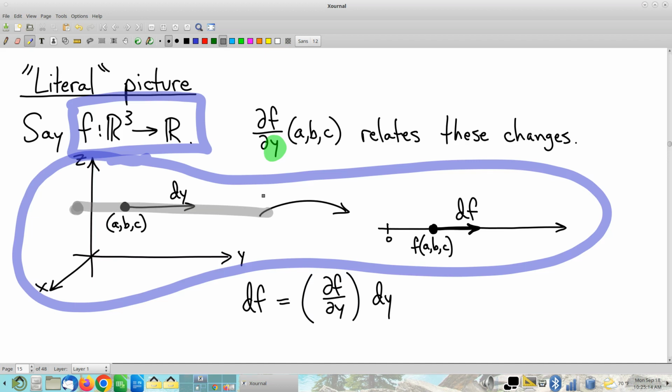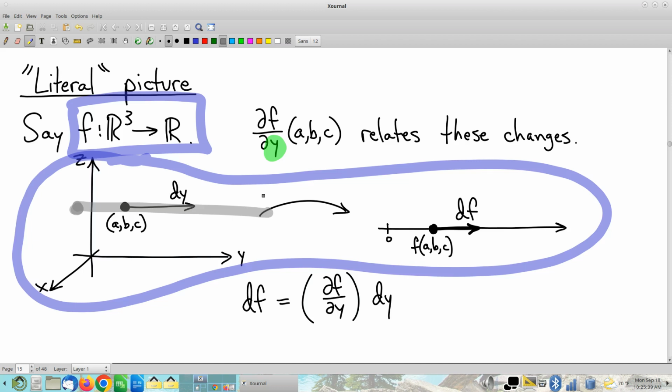There's the line that you get when you insist that x and z both be constant. Neither x nor z is allowed to change, so you're really only allowed to move in this one direction. And here's the interpretation I'm going to give you of this y partial. Partial derivative with respect to y, again, it's a relationship between input changes and output changes. And this is going to be a familiar, I hope, interpretation from Calc 1.